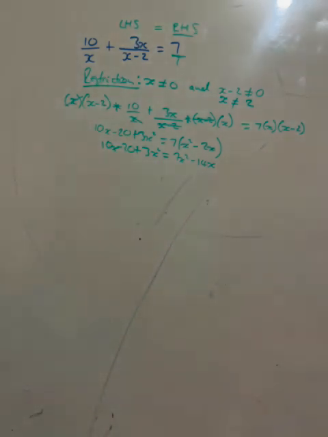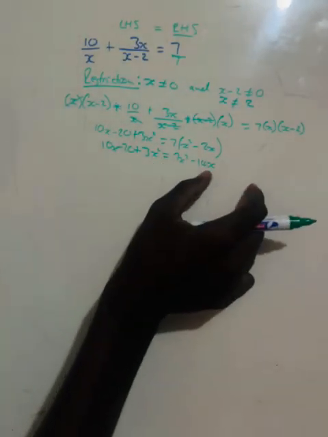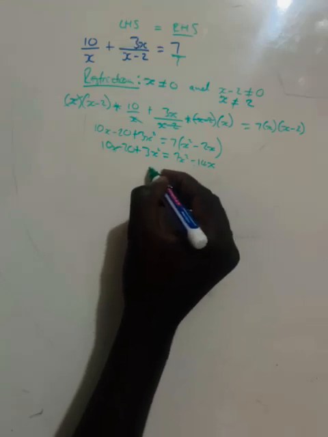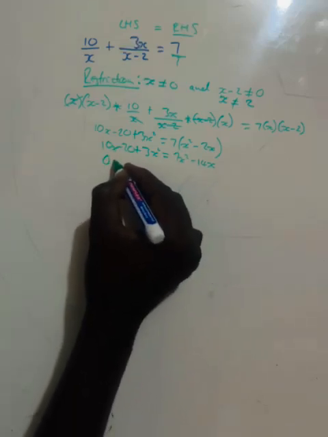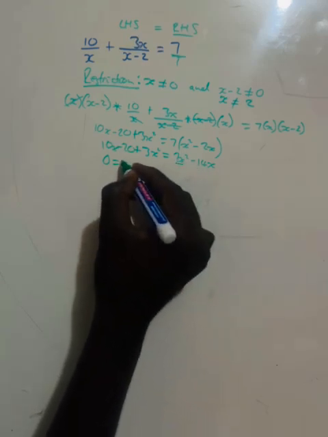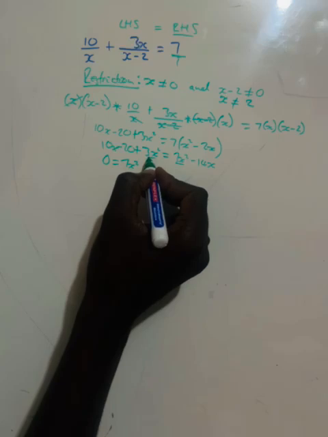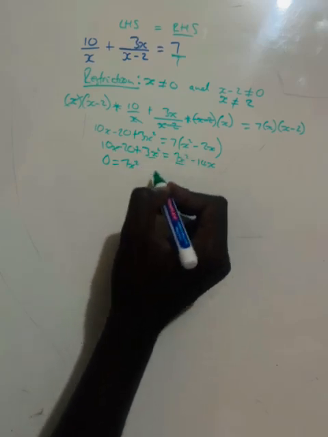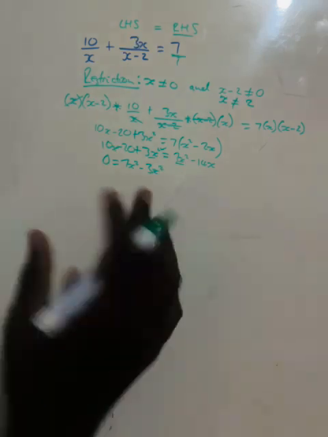Now, what am I going to do? I'm going to transpose what is here on the left-hand side. It will go to the right-hand side. So when I start transposing, on this left-hand side, I'm now going to write 0. 0 is equal to, I've got 7x squared. So we start with 7x squared. Then the like term of 7x squared is this positive 3x squared. But obviously, when we transpose, it becomes a negative 3x squared. We tick it so that we don't repeat it.